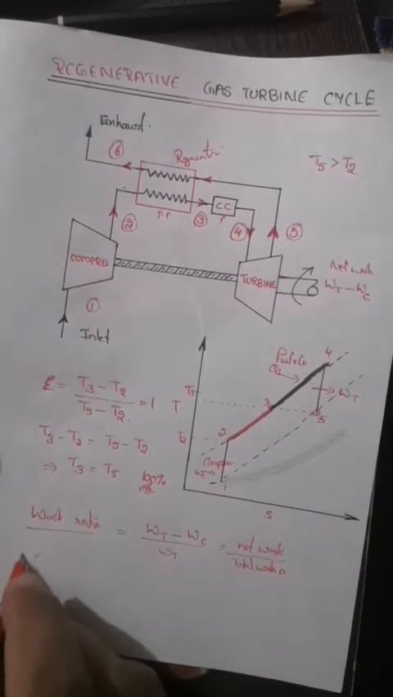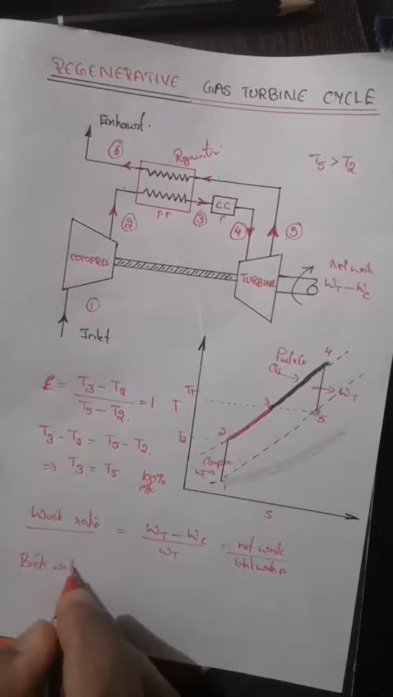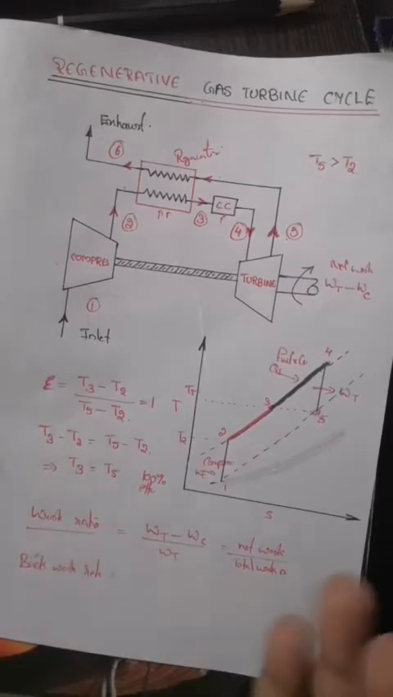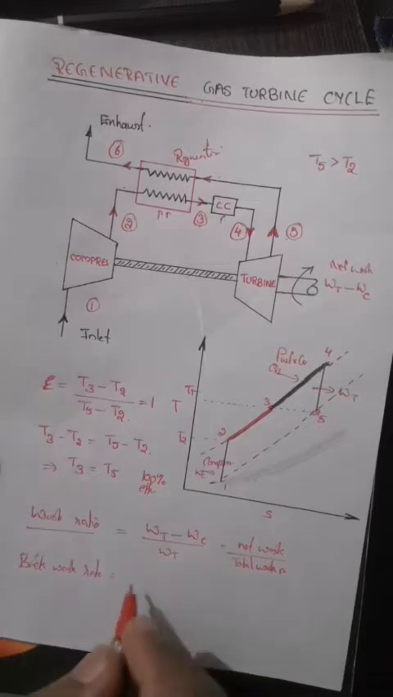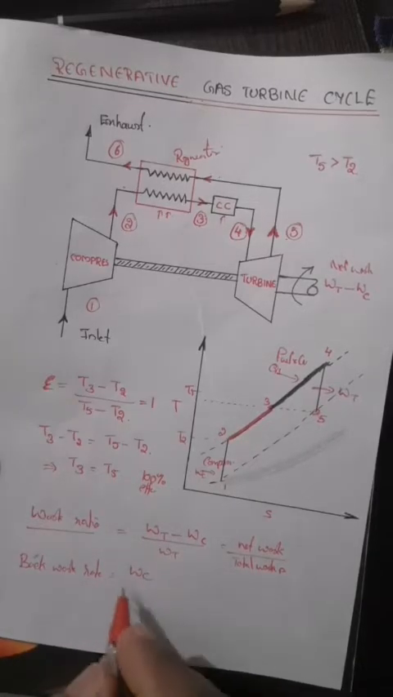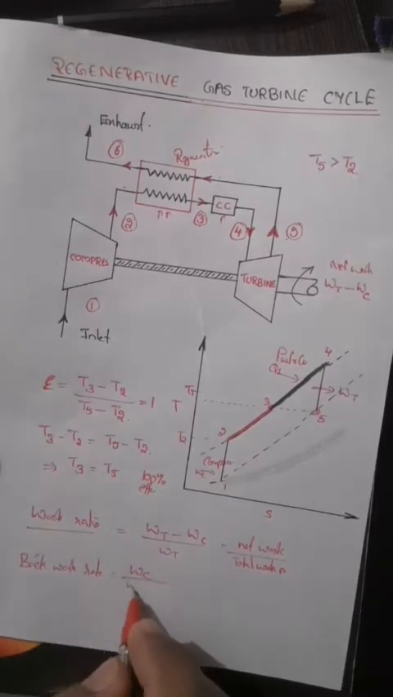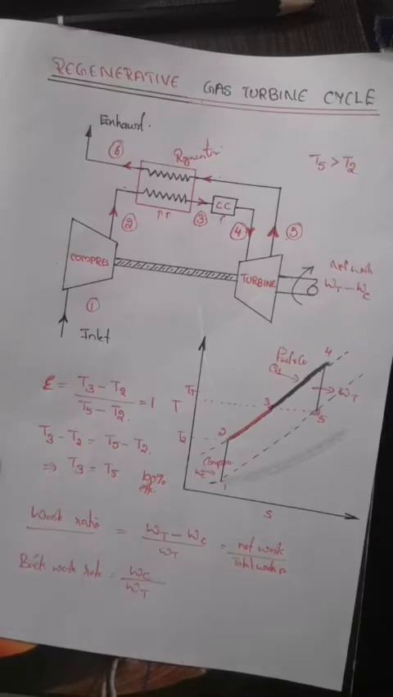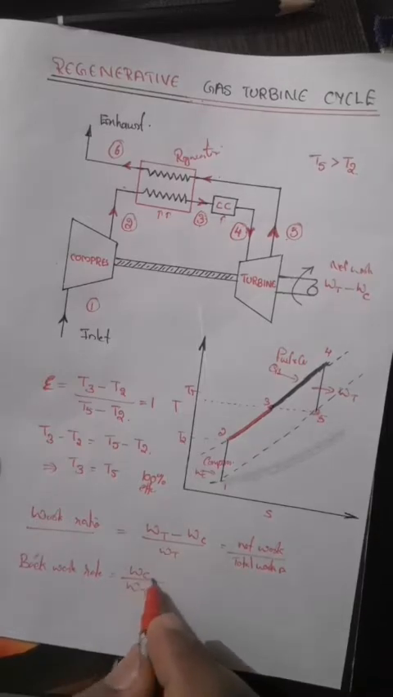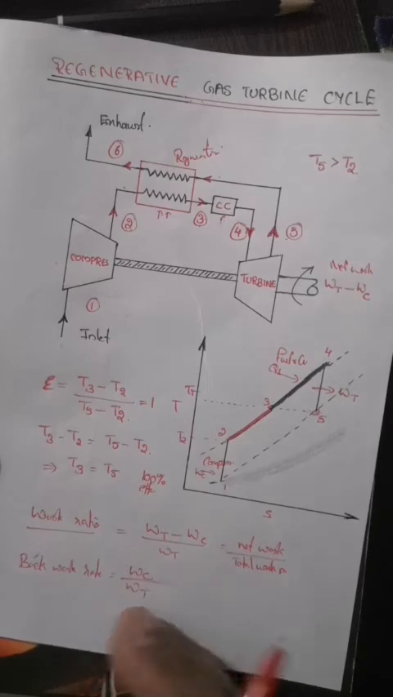Then there's another term called back work ratio. Back work ratio is defined as the amount of energy which you have used in the compressor to the amount of energy which you have actually produced. In other terms, the work consumed in the compressor divided by the work generated in the turbine.